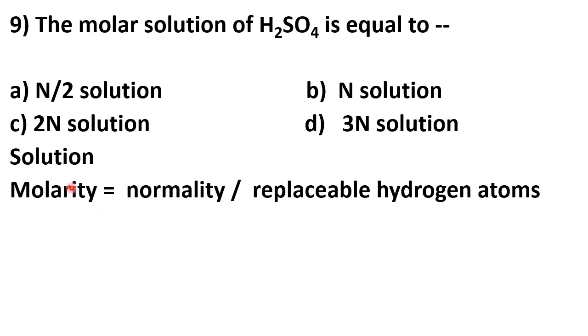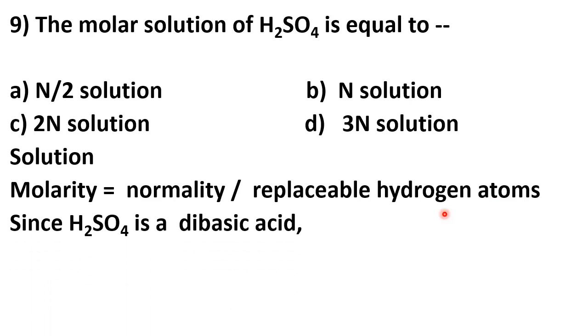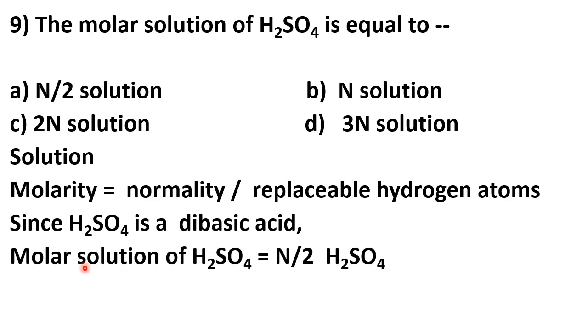So, molarity can be calculated by using the formula normality divided by replaceable hydrogen atoms. Here, since H2SO4 is an acid, it is a dibasic acid. Therefore, molar solution of H2SO4 is equal to N by 2 H2SO4. So, normality is N. Replaceable hydrogen atoms are here 2 in number. So, N by 2 H2SO4. Hence, the correct option is N by 2 solution, that is option A.